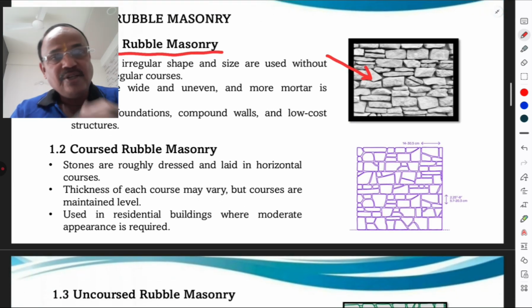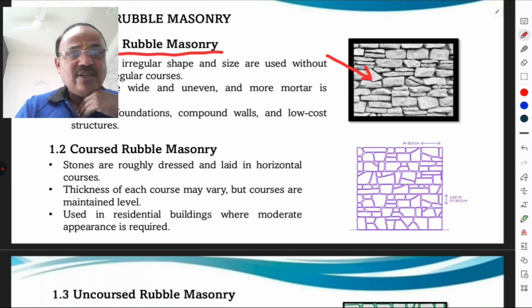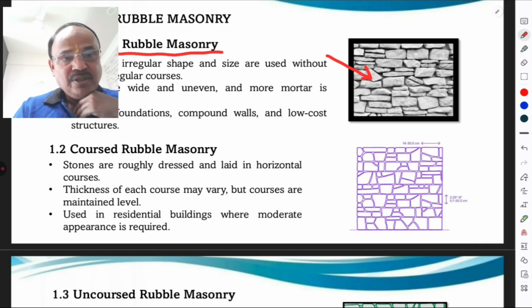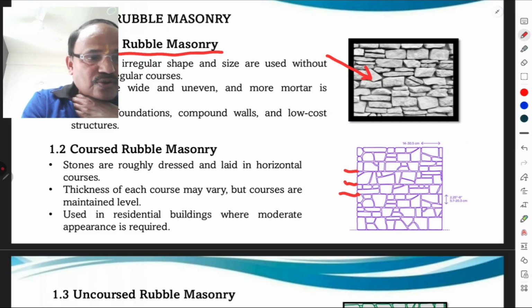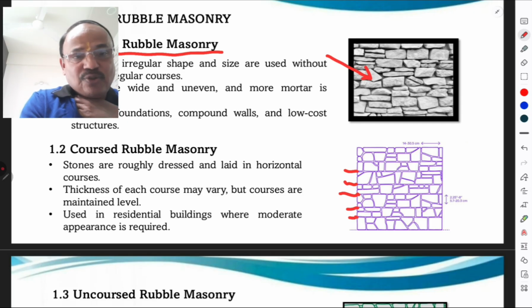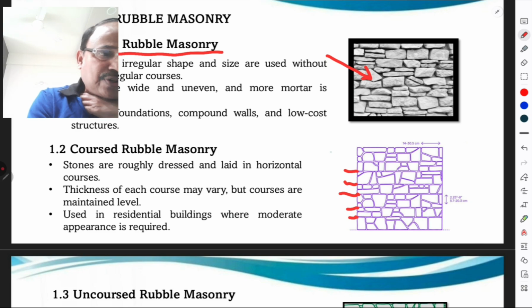Coarse rubble masonry. Stones are roughly dressed and laid in horizontal courses. The thickness of each course may vary, but the courses are maintained level. Used in residential buildings where moderate appearance is required. Means there are courses. This one is one course, this is the second course, this is the third course, this is the fourth course, like that. And stones used are roughly dressed and laid in horizontal courses.